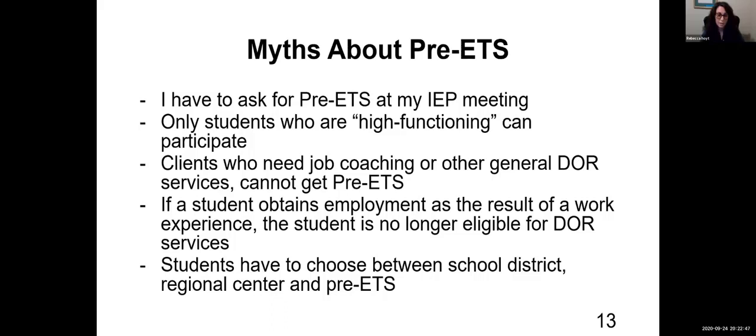Another misnomer is that clients who need job coaching or other general vocational services cannot access pre-ETS. Students who need personal services like a personal assistant or a job coach can receive pre-ETS. What the department would ask them to do is to apply for the regular scope of vocational services, so they can provide the personal service through their VR program. And those VR services support the participation in pre-ETS.